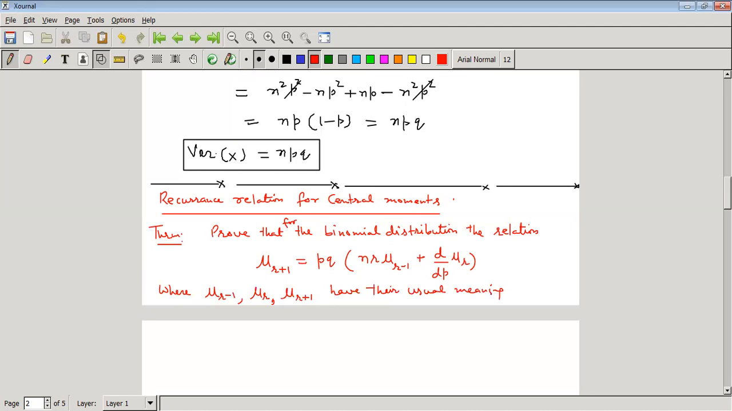By the help of this relation, find mu2, second moment about mean, third moment about mean mu3, mu4, and also find beta 1 and beta 2.